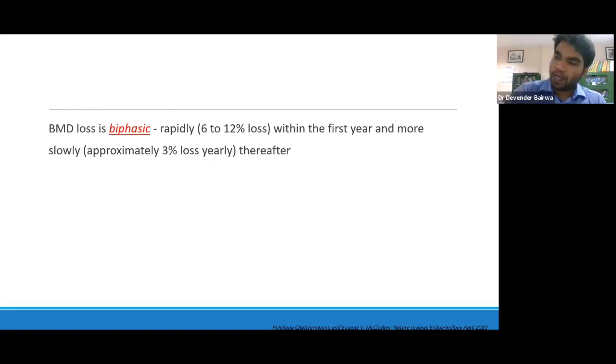If you remember from the last class, I was telling that there is a peak bone mass attainment at 30 years of age, which stays there for 10 years, and there is then 0.3 to 0.5% per year BMD loss. Now realize, when you're starting this therapy, this loss is 6 to 12%. So it is very, very much higher compared to what the background BMD loss rate is.